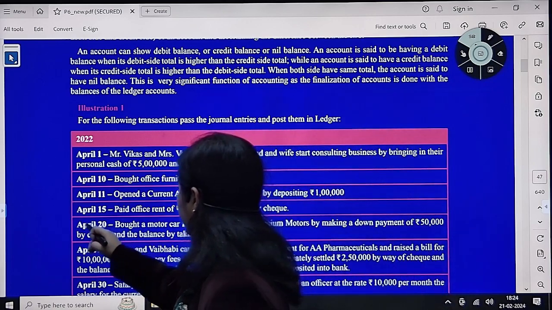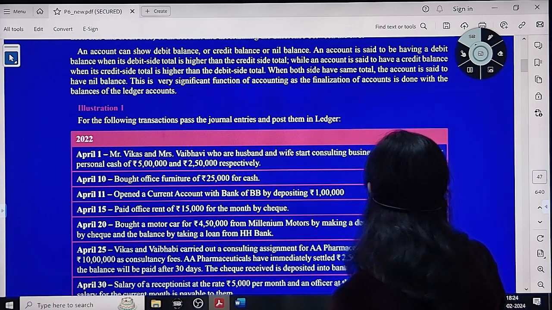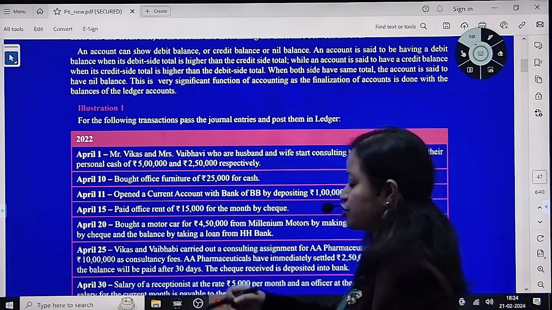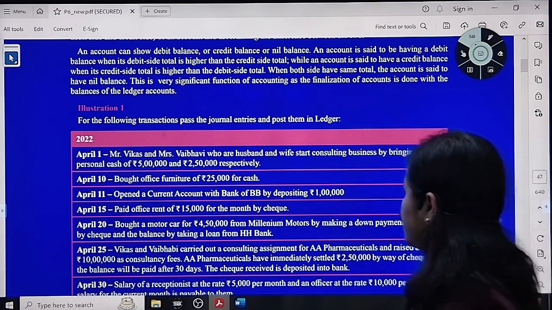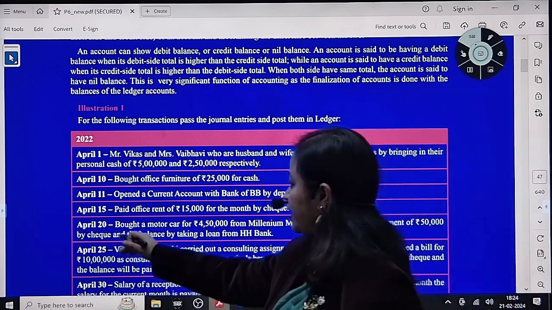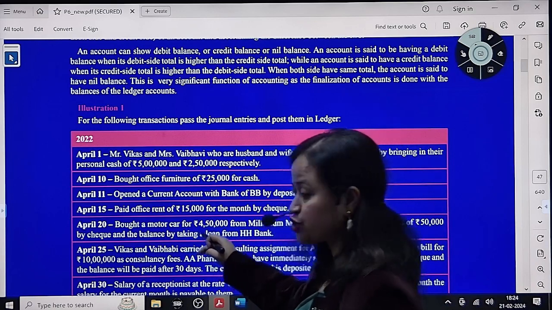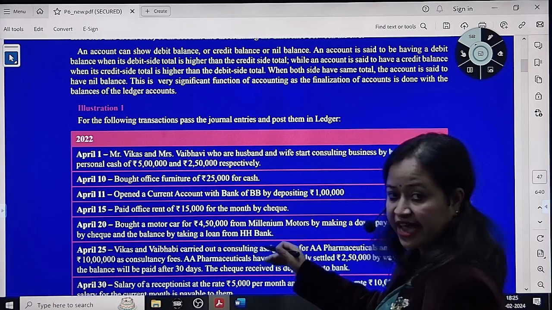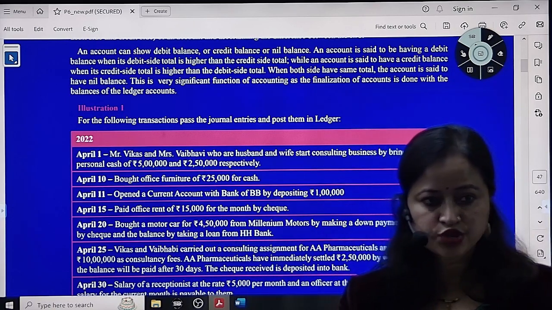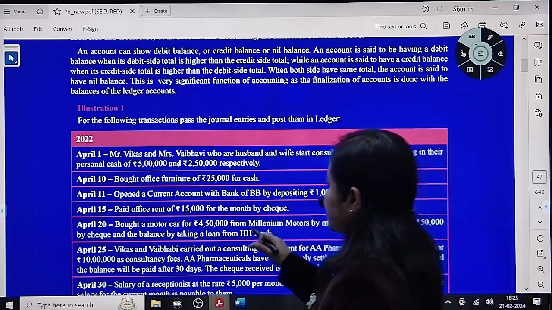Now next one, April 20, bought a motor car for 4,50,000 from Millennium Motors by making a down payment of 50,000 by check and the balance by taking a loan from HS Bank. Motor car is coming in, so motor car account debit 4,50,000. The amount paid is 50,000 by check, so we will credit bank account. The balance is 4 lakh, taken as a loan from HS Bank, so we will credit loan from HS Bank. So that is April 20.